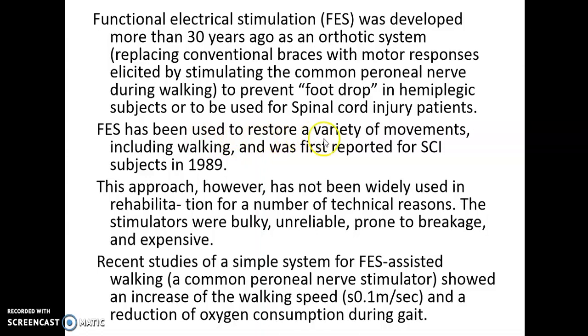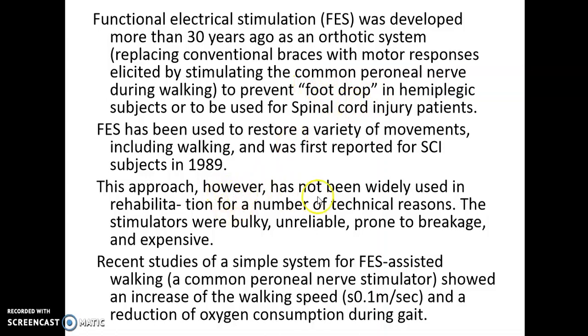FES has been used to restore a variety of movements, including walking, and was first reported by spinal cord injury subjects. SCI means spinal cord injury subjects in 1899. So around 30 years, exactly 30 years ago, this FES was first used to improve the gait pattern of patients who were having foot drop.